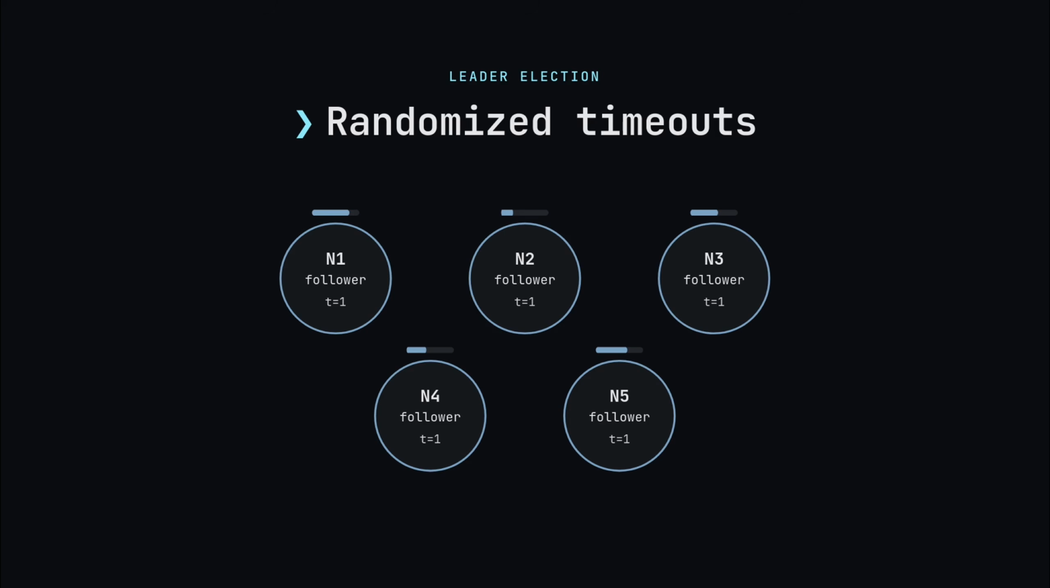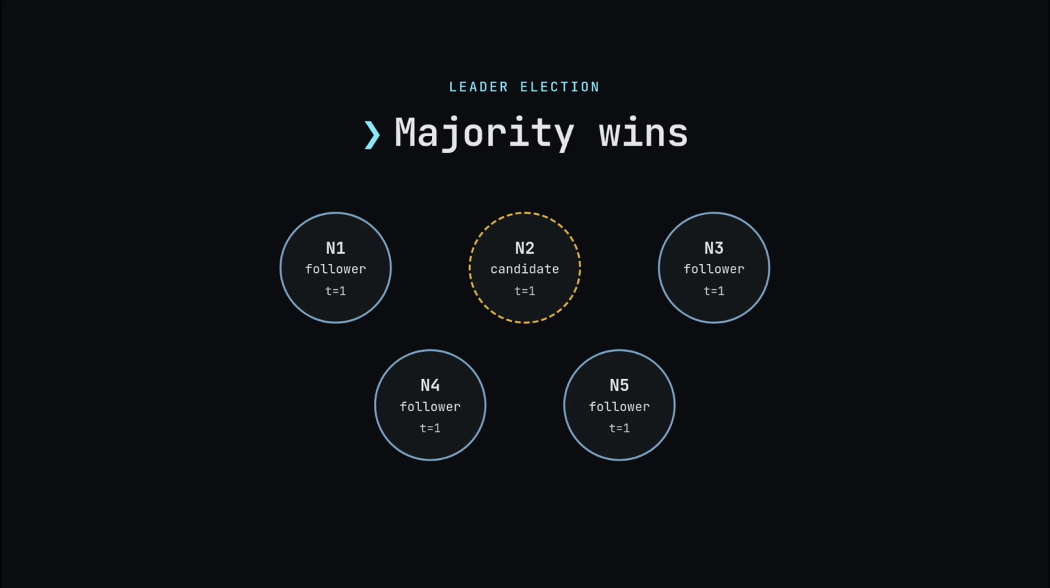The bars are different lengths on purpose in the image. Let's say N2's timer hits 0 first. N2 becomes the only candidate. N2 asks the others for votes. Request votes goes out. 3 followers say yes. N2 already voted for itself, so that's 4 out of 5, and that is now the majority. N2 will become the leader for term number 1.